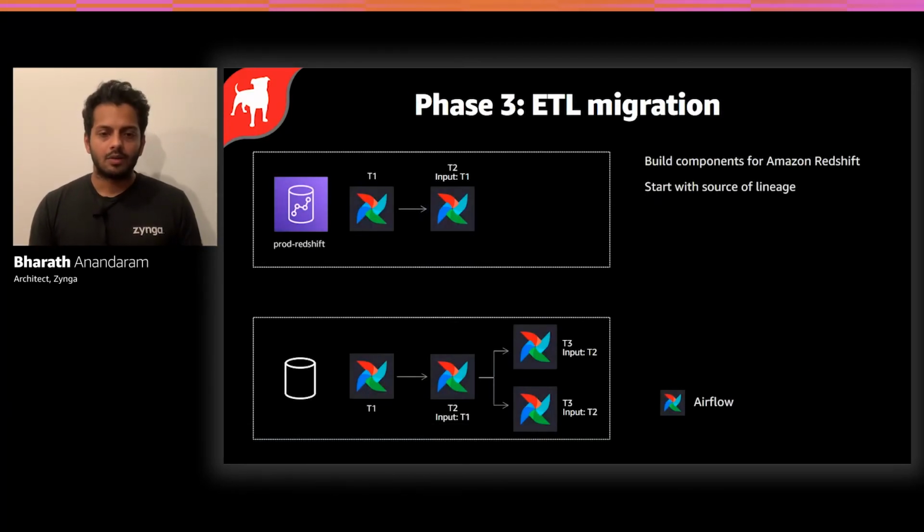Now the ETL migration. We use Airflow for a majority of our ETLs. Airflow is an open source workflow management system that allows us to programmatically author, schedule, and monitor workflows. As a first step, we developed reusable Redshift components for Airflow that included certain operators and hooks. For ETL migration, we followed best practices that were iterative in nature, starting with the source of lineage. And as and when a certain SQL function wasn't available in Redshift, we were able to quickly build Redshift UDFs to fill the gaps.